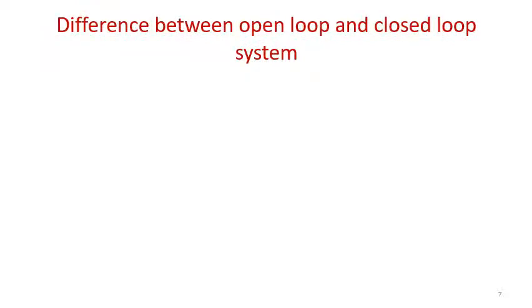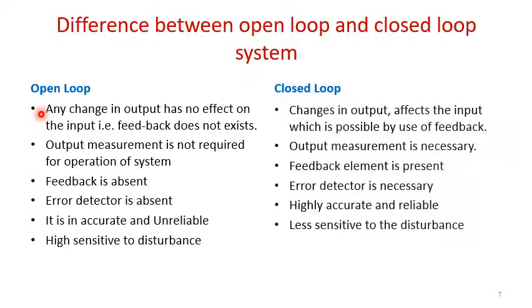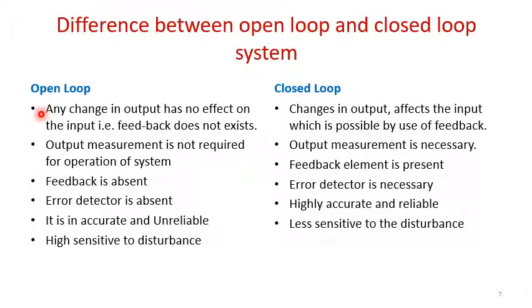Differences between an open loop and a closed loop system. In an open loop system, any change in output has no effect on the input. So feedback does not exist. But in the case of a closed loop system, change in output affects the input, which is possible because of the use of feedback. In an open loop system, output measurement is not required for operation of the system. But in a closed loop system, output measurement is one of the key parts. It is necessary.